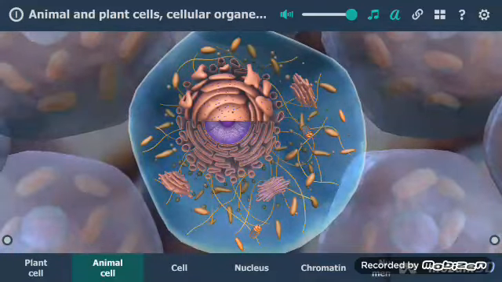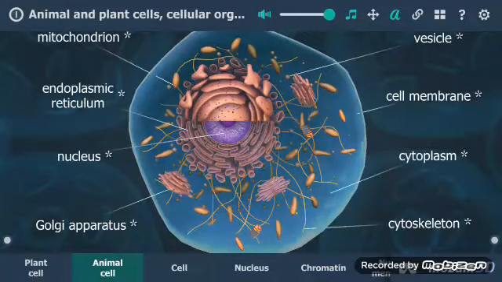Okay, here, this is the structure of the animal cell. Now, most of the structures here have already been mentioned or identified in the plant cell. So now, there are some similarities between plant and animal cells. Similarity is what they have in common, or what can be found in both of them.